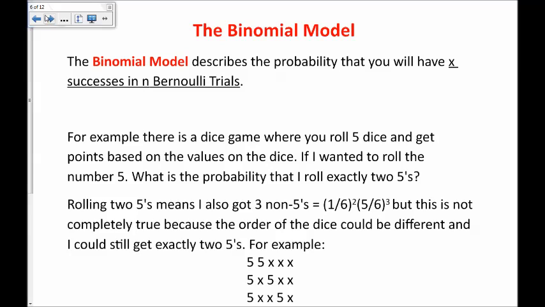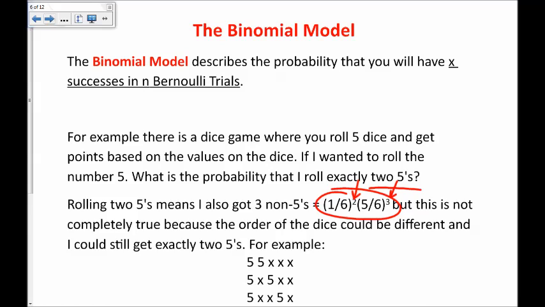Okay, let's look at this dice game with 5 dice. Okay, and let's focus on first, I want to roll exactly 2 5s. Okay, now in order to roll exactly 2 5s, that means I also have 3 non-5s. Okay, so it looks something like this. Okay, 1/6 is getting a 5, and I have 2 of them. Okay, and 5/6 are non-5s, and I want 3 of them.